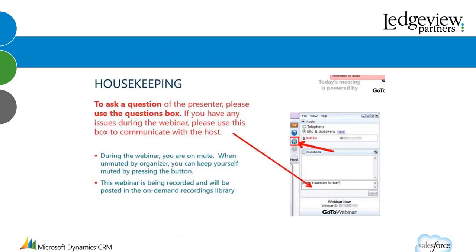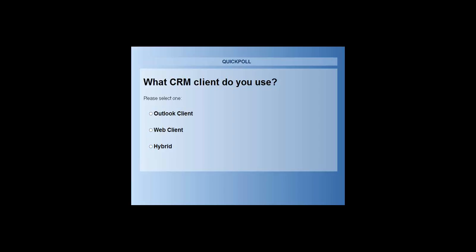Before we get into the content, I want to launch a quick poll to best understand what client you use for the CRM. Do you use the Outlook client, the web client, so that'd be accessed through your internet browser, or a hybrid, so tracking and set regarding through Outlook client, and then maybe everything else through the web? Just take a few seconds to vote.